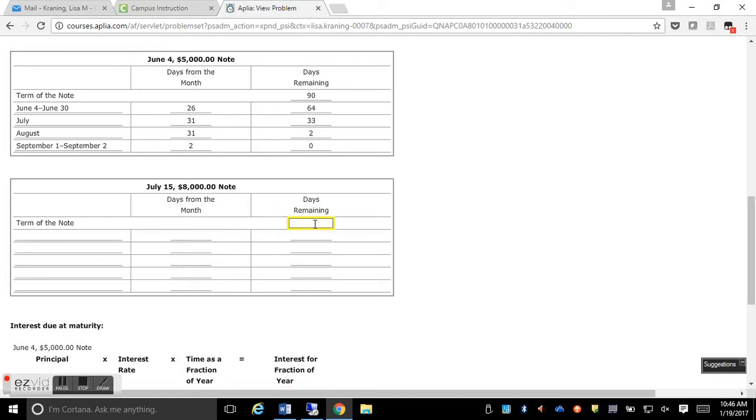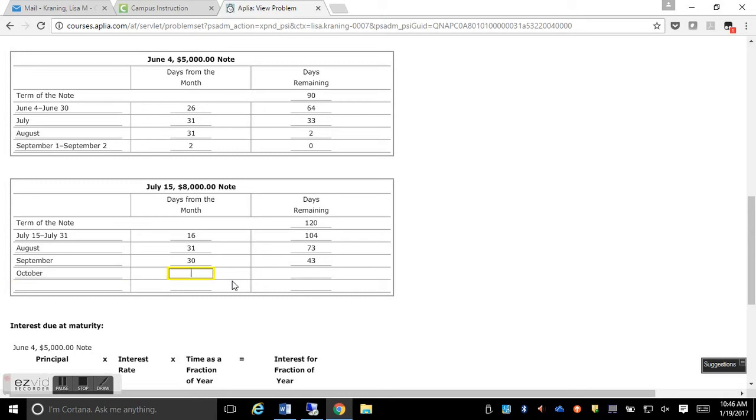We're also going to do the July 15th one. July 15th says we're going to take it out for 120 days. So we have to go from July 15th to the end of July. That gives us 16 days. How you figure it out, just take 31 minus 15. Then we're going to take 120 minus 16, which gives us 104. We're going to take the whole month of August. There's 31 days in August. 104 minus 31 gives us 73. The whole month of September. There are 30 days in September. 73 minus 30, we're down to 43.